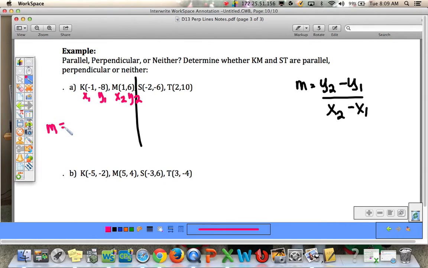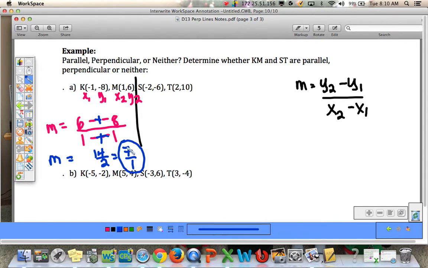And the slope is y2 minus y1, so 6 minus a -8, over x2 minus x1, so 1 minus a -1. When you have a minus a negative, you turn it into a positive, and so here our slope is 14/2, and reduce that if possible. 14 divided by 2 is the same as 7/1, or 7. All right, so there's the first slope.